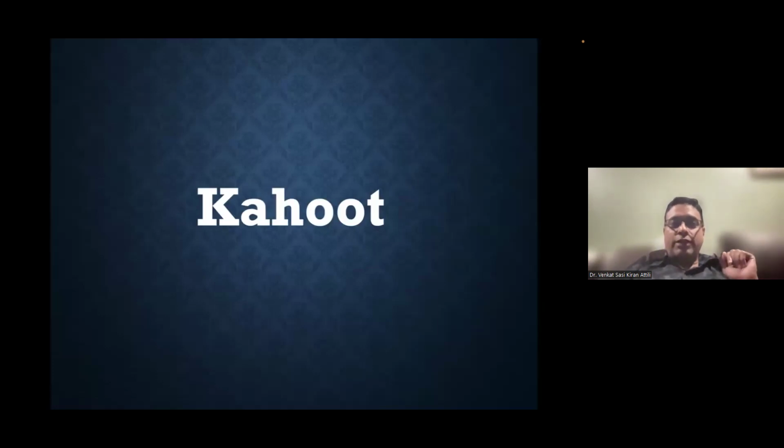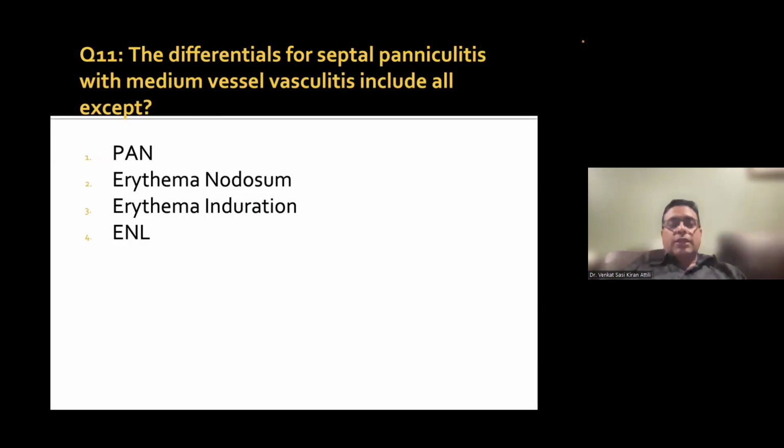Okay, this brings us on to the next question. I think this is question number 11, actually, if I'm not wrong. The differentials for septal panniculitis with medium vessel vasculitis include all except. There's only one correct answer, I think, or maybe there's multiple. I can't remember, but we'll know it when we go to Kahoot. Septal panniculitis with medium vessel vasculitis include all except. Okay, let's see.